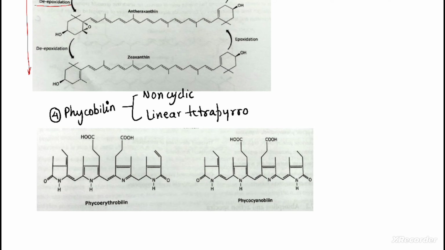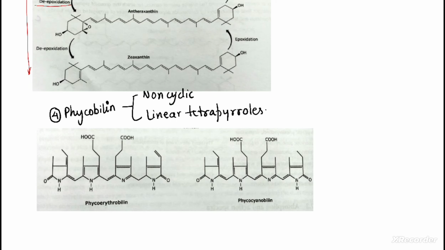Again we are talking about pyrroles. Pyrrole means 4 carbons and 1 nitrogen, overall 5 atoms. If you look at these 2 structures, you can see that there are 4 pyrroles. Again, it's a linear chain, unlike your previous ones which were circular, like that chlorophyll ring.